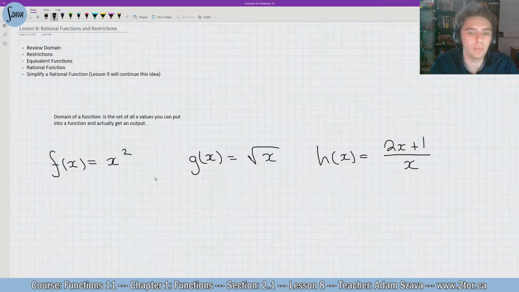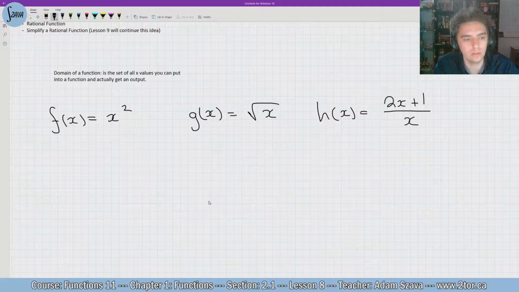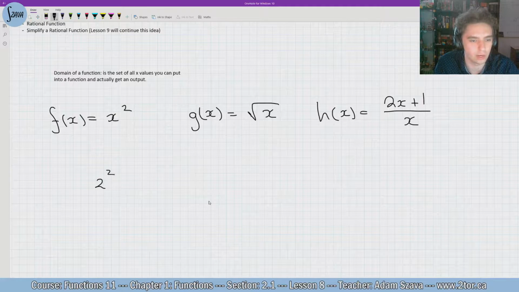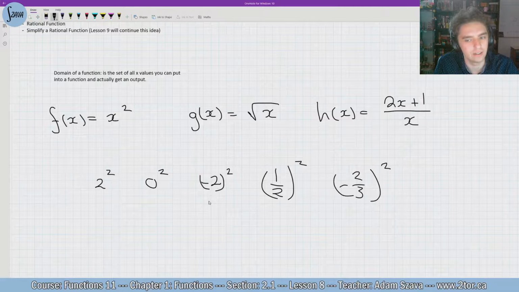We're going to look at the domain of each of these functions and try to understand why it is what it is. So we have to ask ourselves, what values of x can I put into this function and actually get an output out of it? Or in other words, what values of x can I square? Well, I can square x regardless of what value it is. I can always square a number. 2 I can square. 0 I can square. -2 I can square. A fraction I can square. A negative fraction I can square. I can square everything.